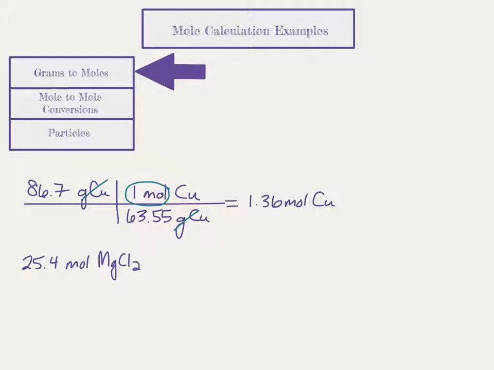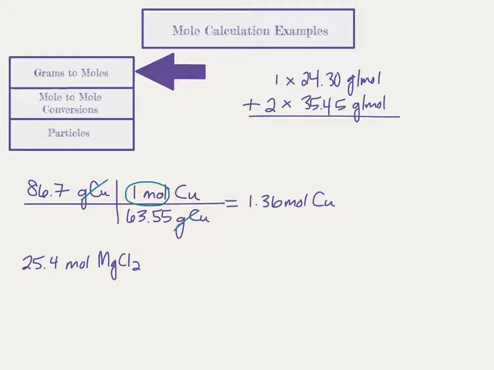Let's see. We have one magnesium atom, and those weigh 24.30 grams per mole. And we have two chlorines, and those atoms weigh 35.45 grams per mole. So we'll just add those together and arrive at a molar mass of 95.2 grams per mole. For these types of calculations, that's actually the most common place where people have errors.